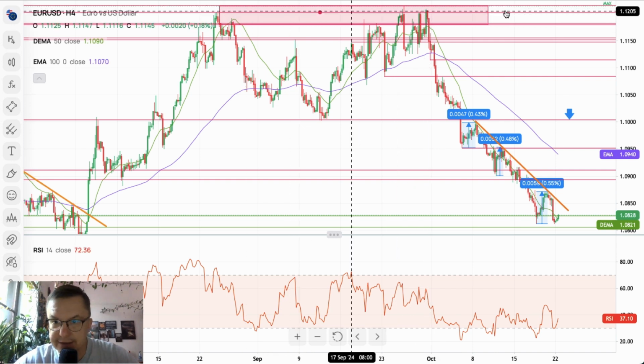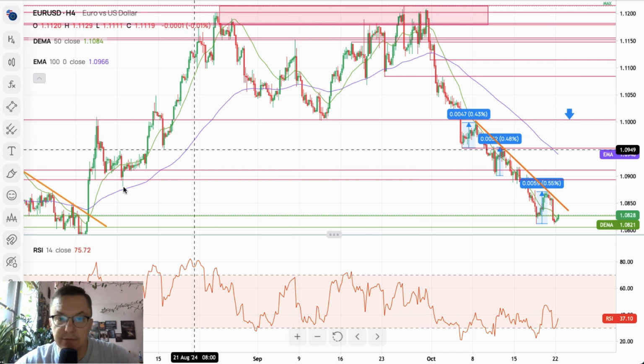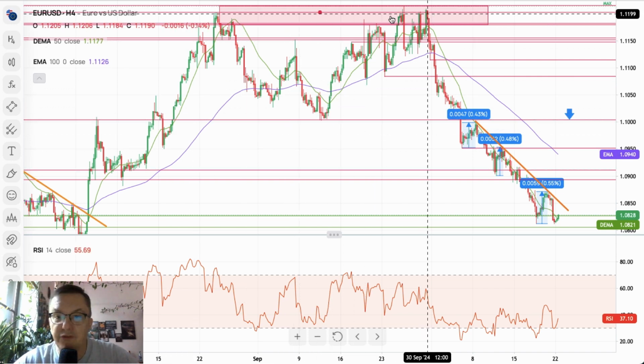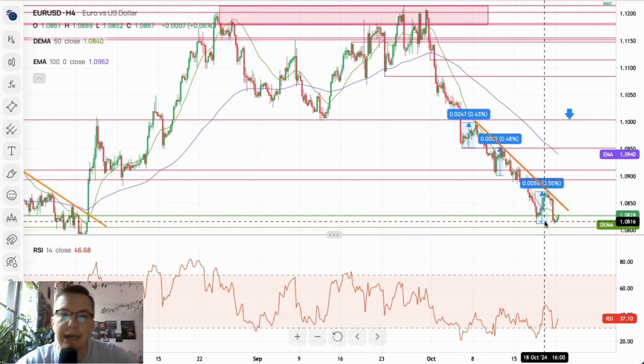Remember this zone here. We've been trying to add one more wave here. It looks like we got wave 3, wave 4, big wave 5 into some messy ending diagonal, and then straight down after the FOMC interest rate decision triggered this move to the downside.